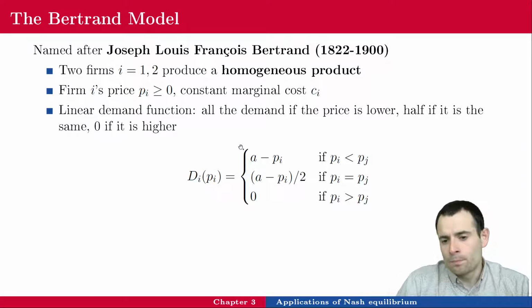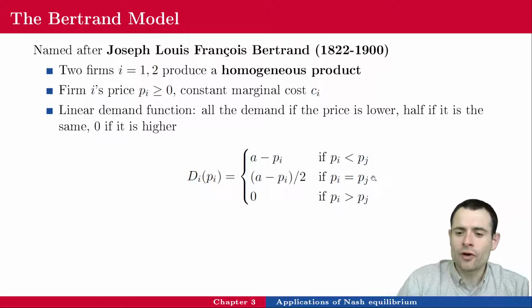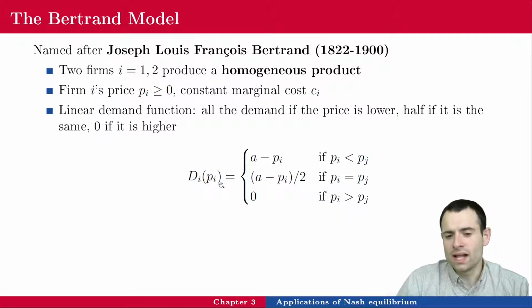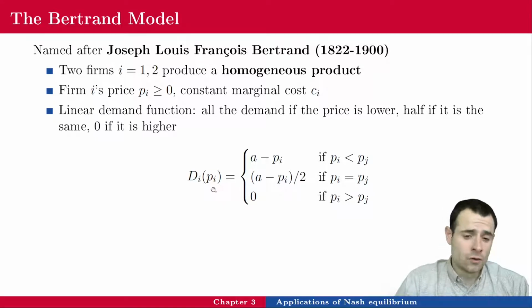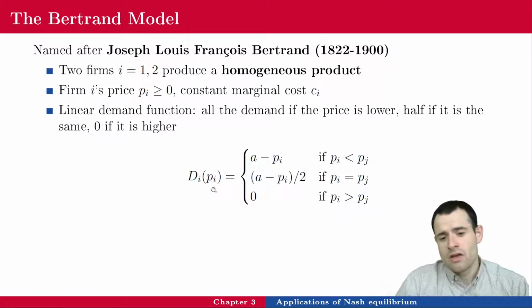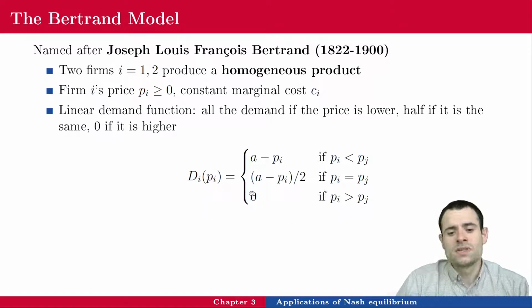If PI and PJ, so if both firms' prices are equal, then firm I is going to sell to half of the market. So it will sell the overall quantity, A minus PI, divided by 2. If the price of firm I is bigger than PJ, the price of firm J, then the demand will be 0. Nobody is going to buy from firm I.